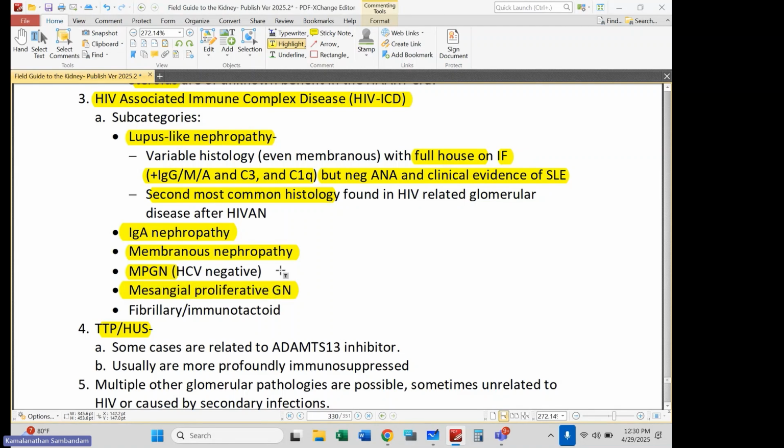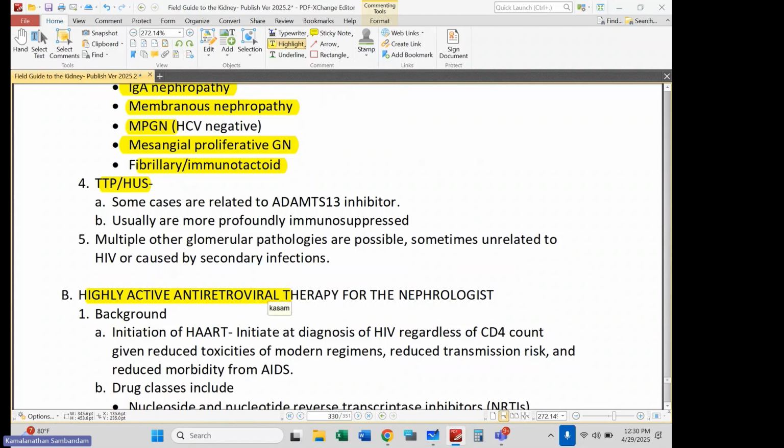A nondescript mesangial proliferative GN, and then some of these organized deposition diseases, which we've talked about, are also associated with HIV. Moving on, TMA is another feature of HIV that is well described. Some of these are from the autoimmunity again of, in this case, production of an autoantibody to ADAMTS13. And then usually these patients are profoundly immunosuppressed. So the largest case series of TMA with HIV is in the context of patients with advanced AIDS.